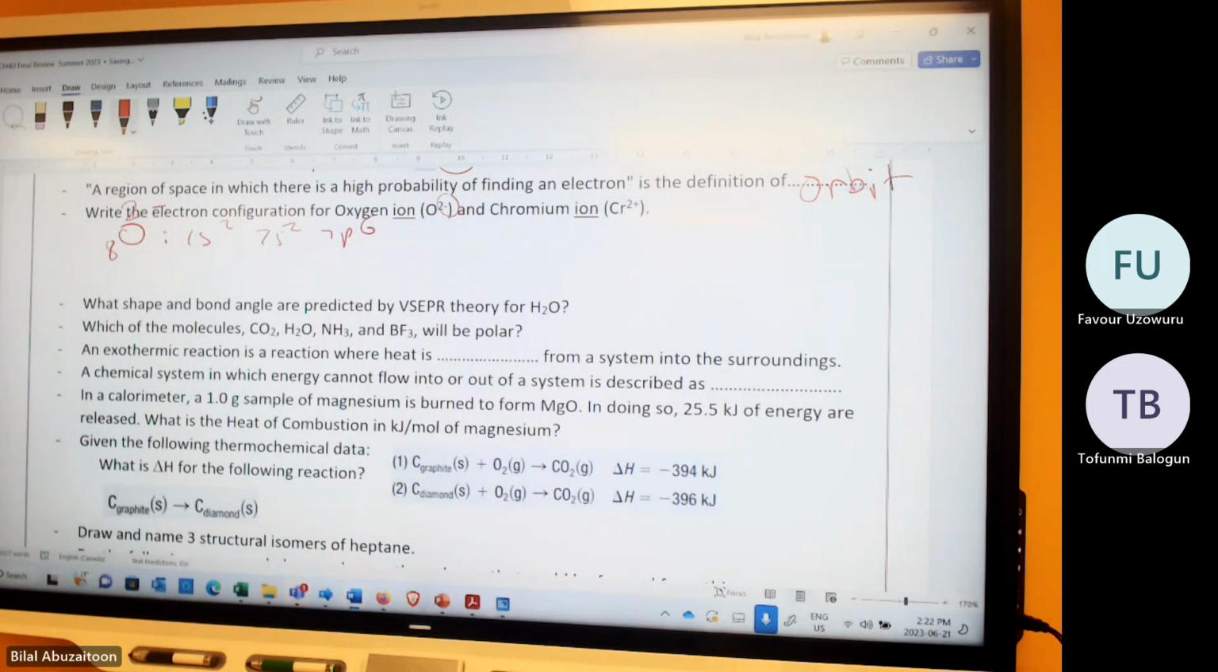Chromium plus 2, lost 2. Chromium is 24, right? 1s2, 2s2, 2p6, 3s2, 3p6.